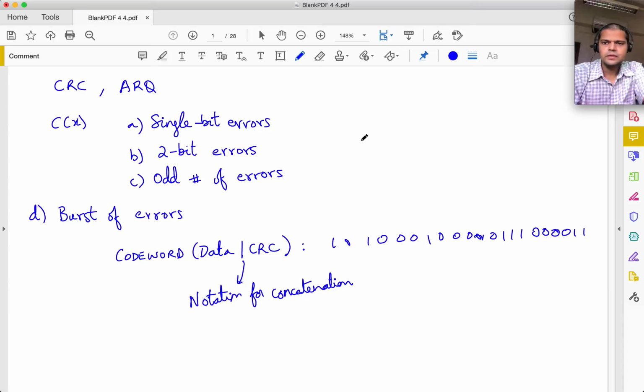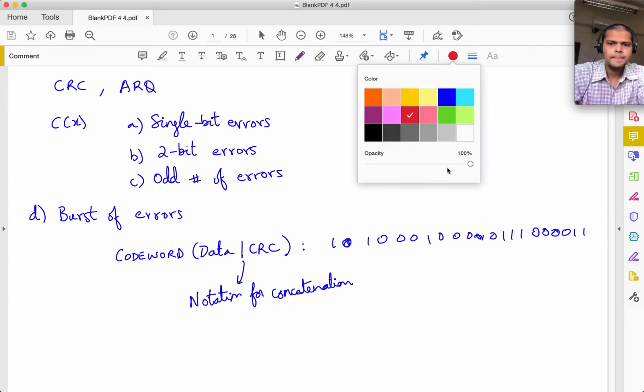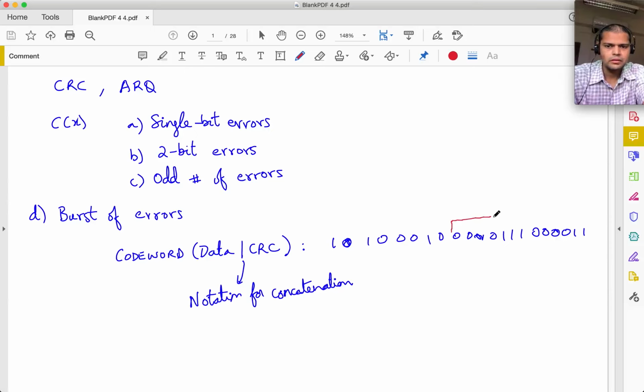And there may be a burst of errors due to some reason. Let's say there's a temporary disturbance on a wire due to some reason, because of which let's say few of these were in error. Let's say these bits. Okay, so there are 7 bits. So suppose only these 7 bits were in error. There was a burst of errors. Okay, and all these bits got flipped due to some reason. So what would the error bit string look like?